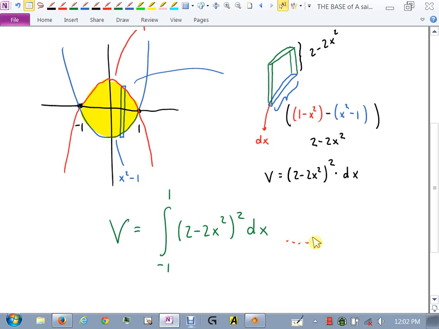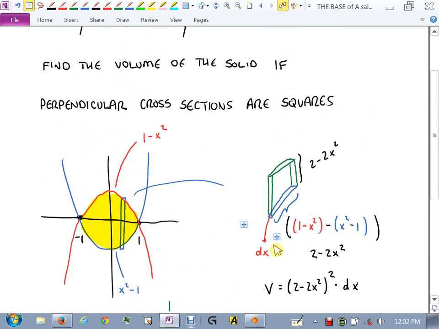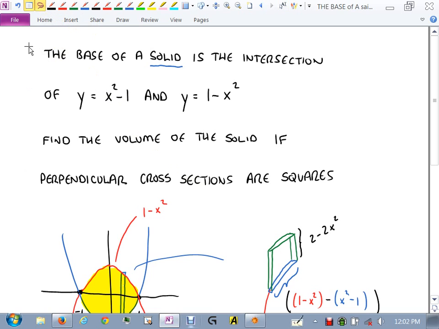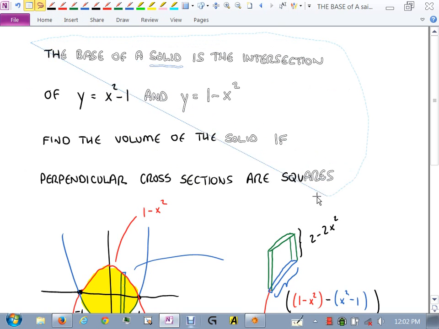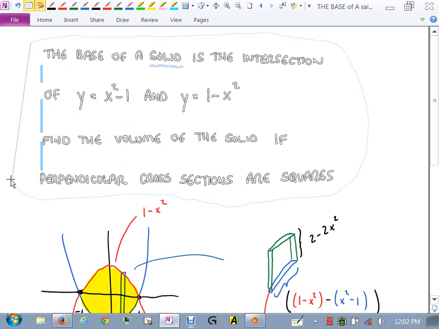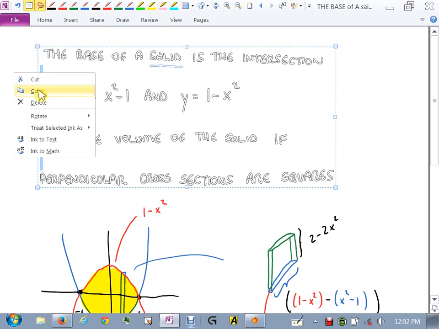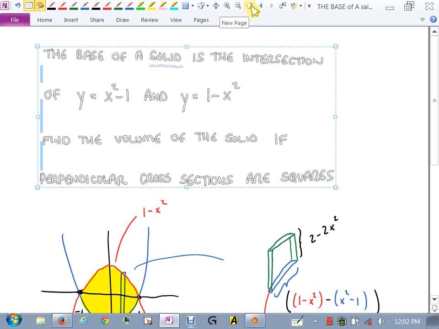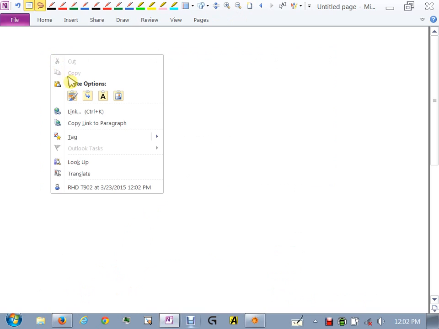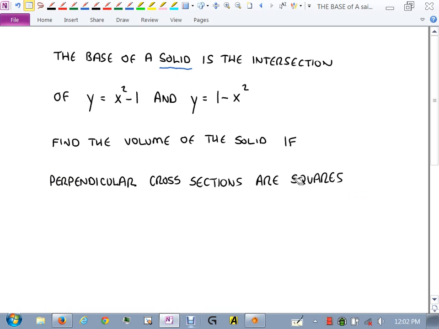All right, questions? Let's take this same problem. Let's make our cross sections, what do you want, circles or semicircles or triangles? Let's do triangles first. Equilateral triangles. Or let's change this to equilateral triangles.